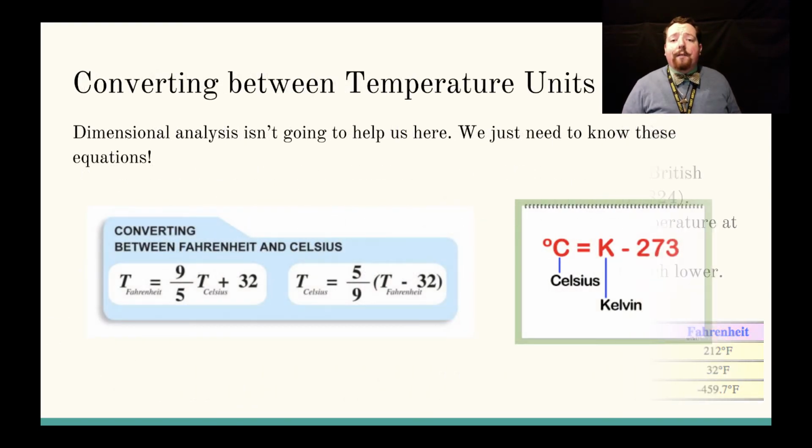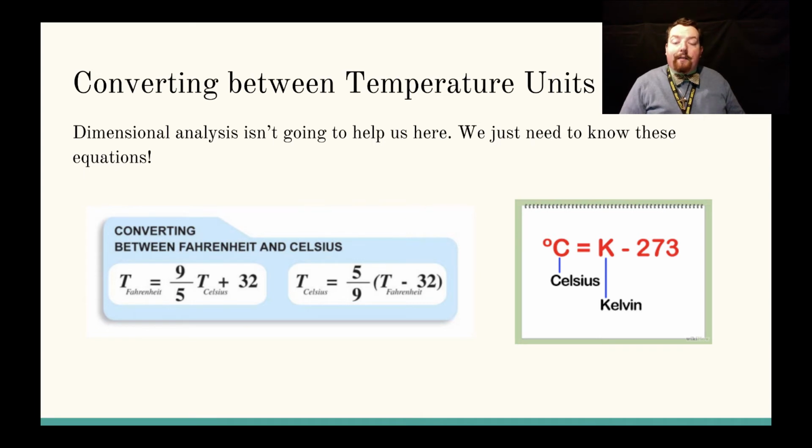Celsius. There's a handful of equations you're going to have to learn to be able to convert between temperature units. The first one gets us from Celsius to Fahrenheit. In that case, you take 9/5 of the Celsius degree that you have, and then add 32. To get from Fahrenheit to Celsius, you take your Fahrenheit temperature, subtract 32, and then multiply by 5/9.